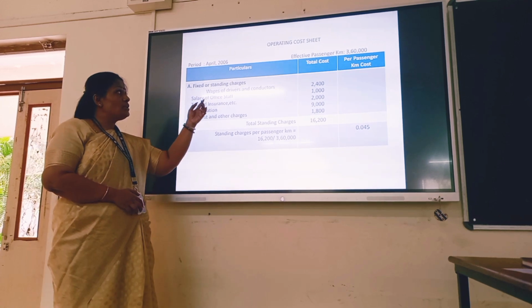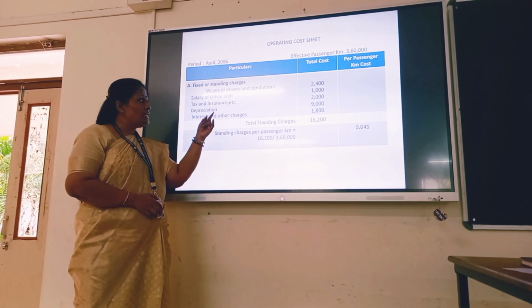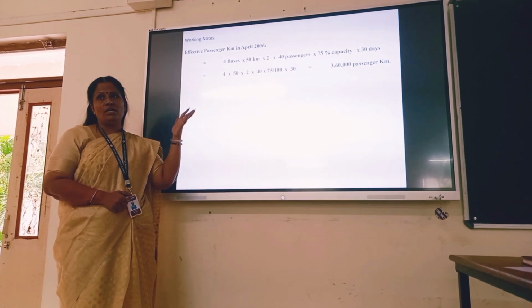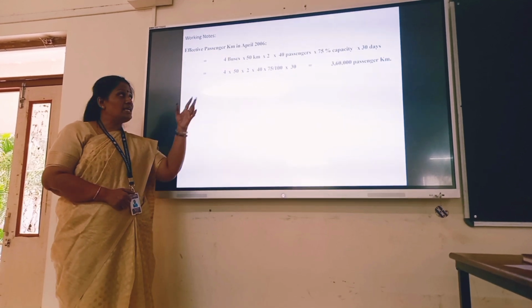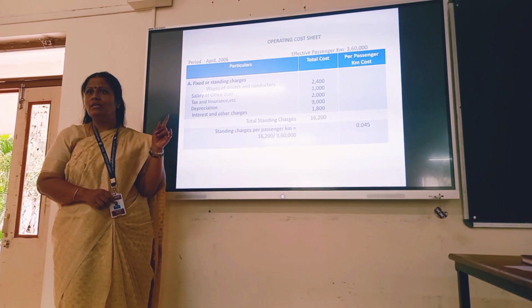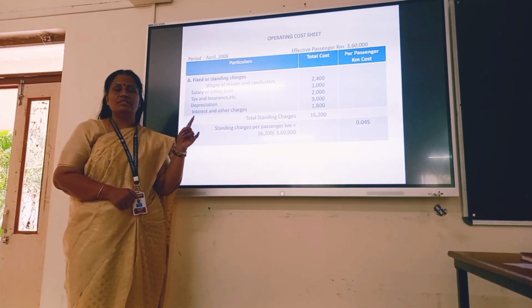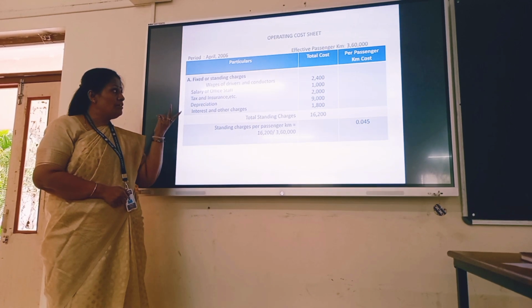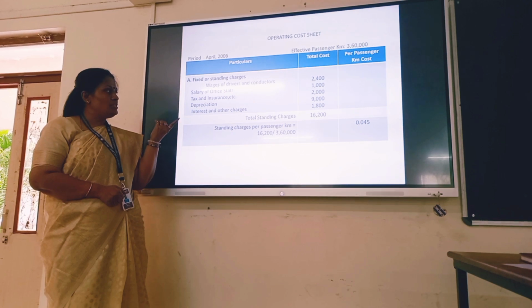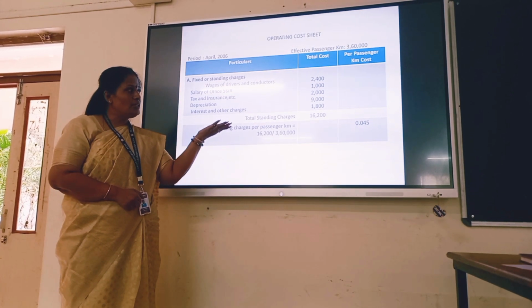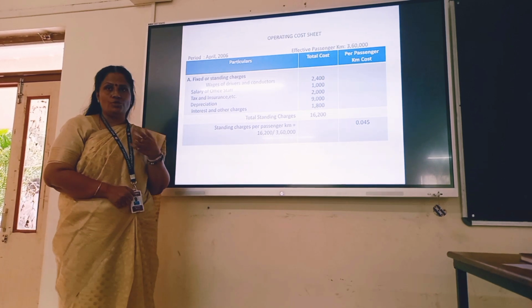And for the fixed or the standing charges, take all the expenses that which cost even if the bus or the truck which is not running. So these are the expenses which really occurs even the bus is not providing any services. What are that? Wages of drivers, salary of office staff, tax and insurance, depreciation, interest and all other charges. So taking all that total cost is coming 16,200.